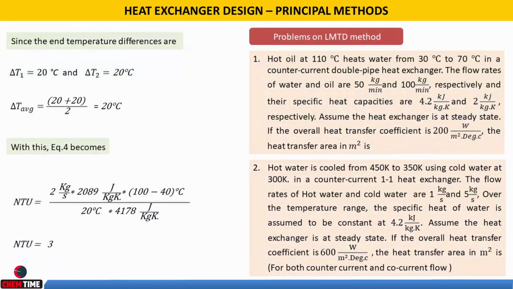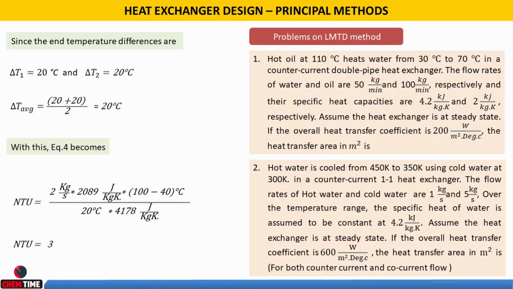So delta T average is 20 and C minimum is 4178, and the hot fluid is entering at 100 and leaving at 40 degrees centigrade, and its specific heat is 2089 joules per kg Kelvin. With this, when you substitute all these values in equation 4, we get NTU equal to 3.